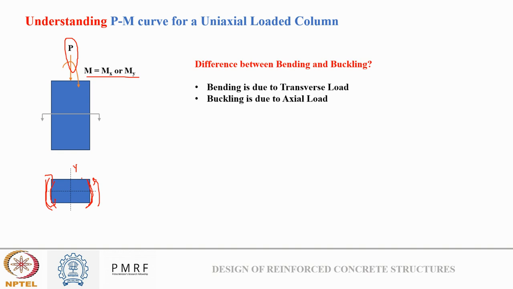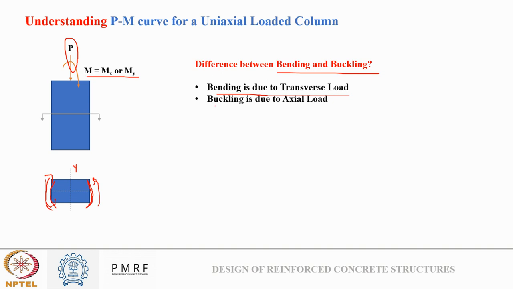Now, some of you might be confused: this is not a slender column, then why are we talking about bending here? So you should know the difference between two terms, bending and buckling. Right now what we are talking about is bending, and there is one more thing that we will talk about later, that is buckling. Bending is due to transverse load or some external moment that is acting directly or generated due to eccentricity.